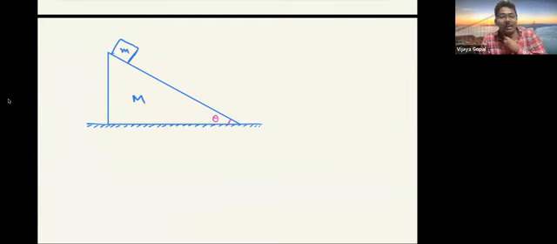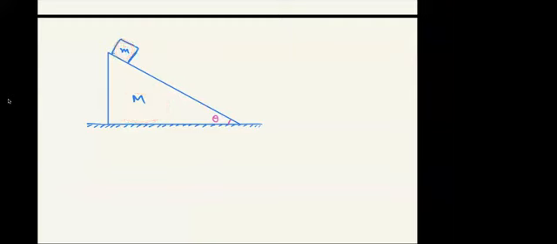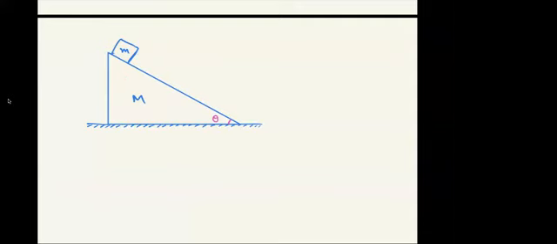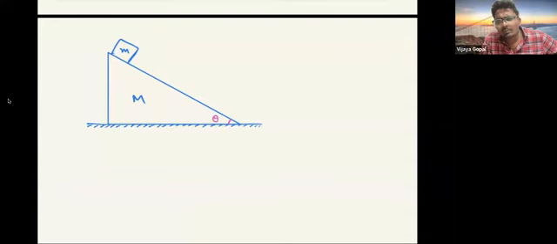Sir, what I can tell for sure is that with respect to this block, the motion is constrained. With respect to this block, that means a man standing on it. If small m is equal to capital M, then it might be a straight line.